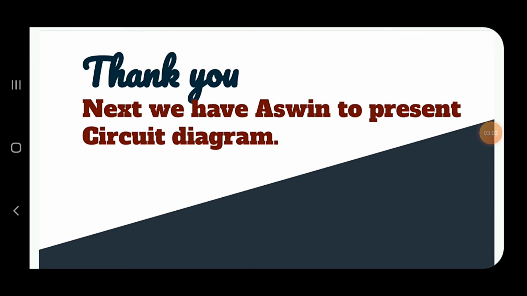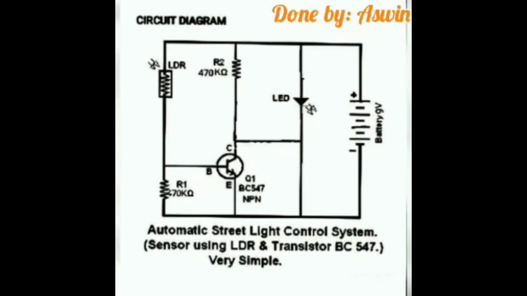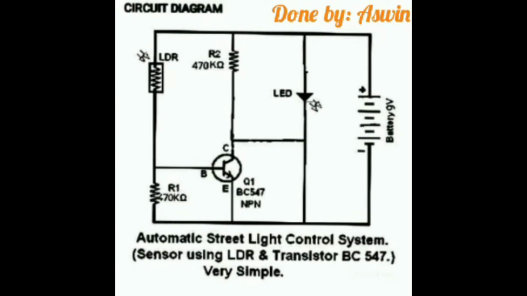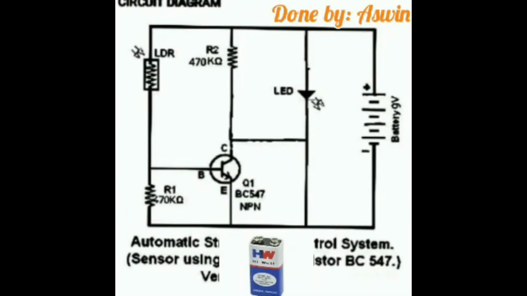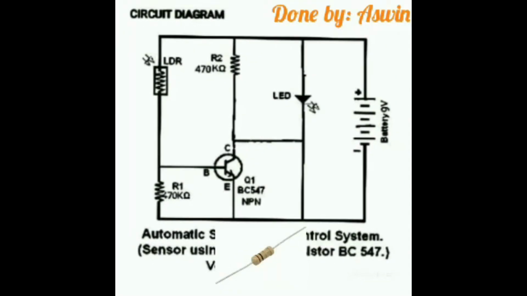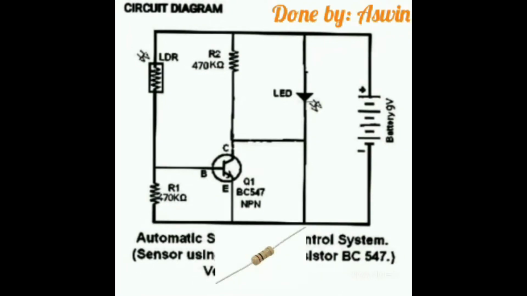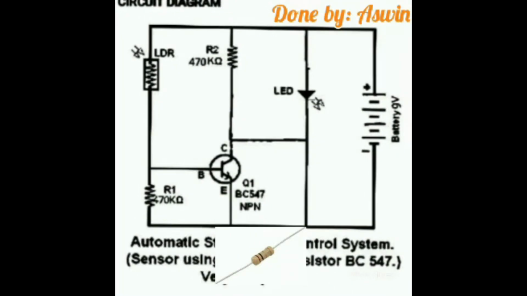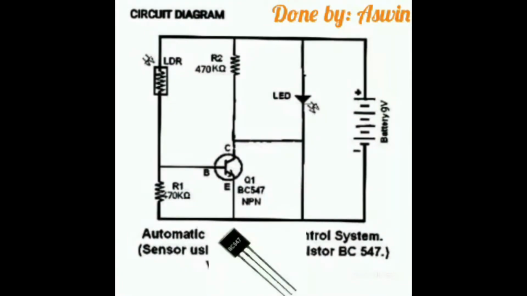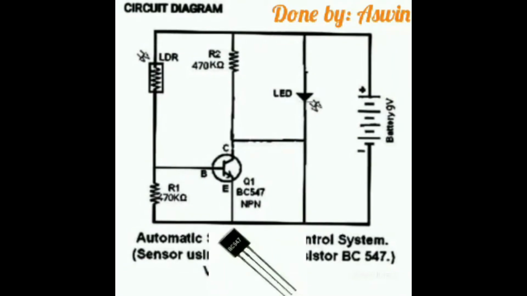Thank you. Next, we have Ashwin to present the circuit diagram of automatic street light using LDR. This is the circuit diagram of the automatic street light control system. We can see that the 9-volt battery and LED are connected to the circuit. There are two resistors, R1 and R2, each of 470 kilo ohms. BC547 is an NPN transistor. This acts as a switch in this circuit.